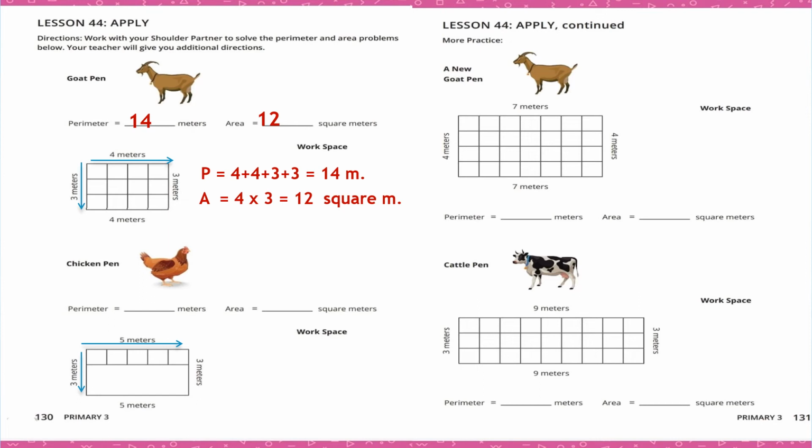Here we have a chicken pen. For the chicken pen, I wanted to find the perimeter and the area. The perimeter will be, we will add all sides: 5 plus 5 plus 3 plus 3, all of them equals 16 meters. And the area will be 5 times 3 equals 15 square meters. Don't forget square meter.